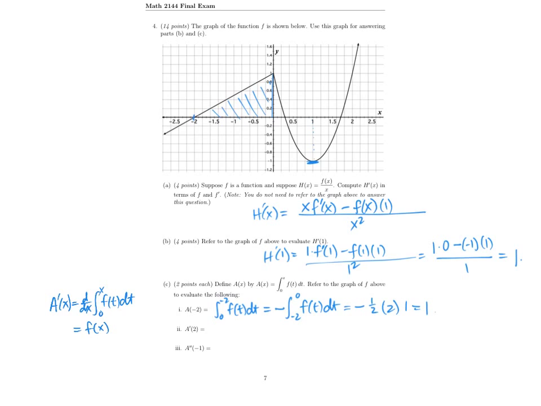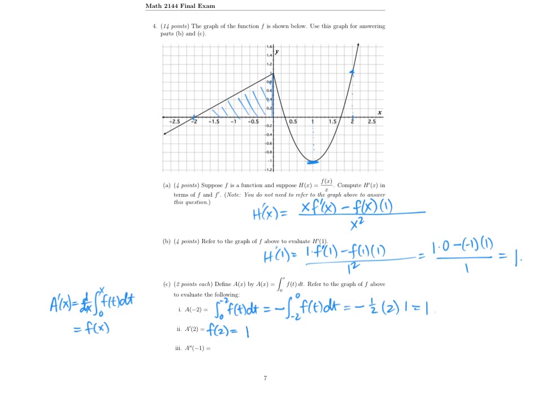And so a prime of 2 is equal to f of 2. And so I can evaluate f of 2 by looking at my graph, and I see if I go over here to x equal 2 and go up, the y value is 1. So the answer there is 1 as well.